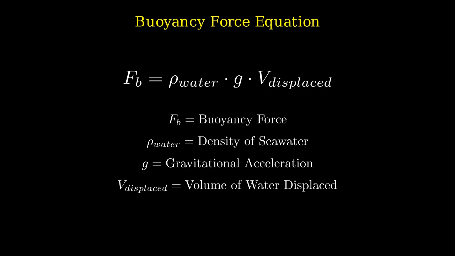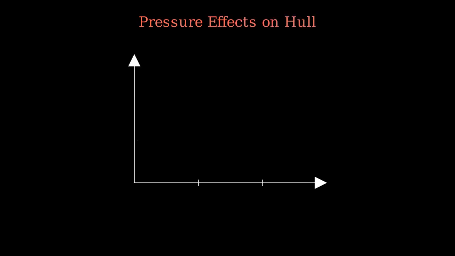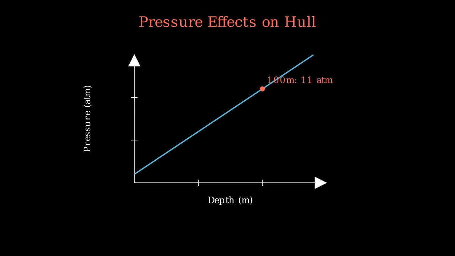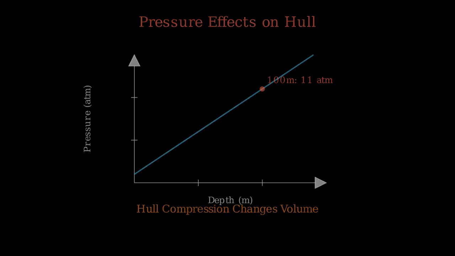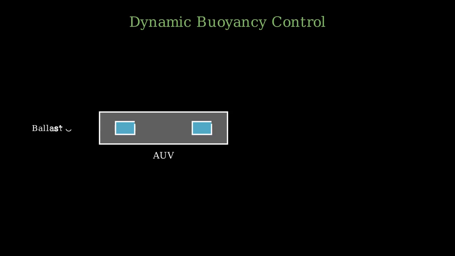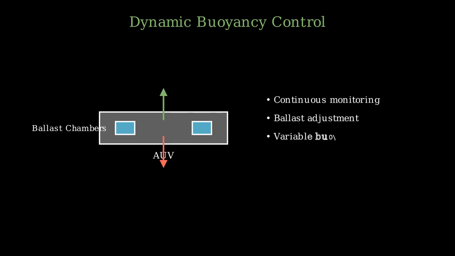However, as the AUV descends, water pressure increases, slightly compressing the hull and changing the displaced volume. At 100 meters depth, pressure increases to 11 atmospheres, requiring careful compensation calculations. The control system must continuously adjust ballast or variable buoyancy chambers to maintain neutral buoyancy. This dynamic balance allows the AUV to hover, ascend, or descend with minimal energy expenditure.